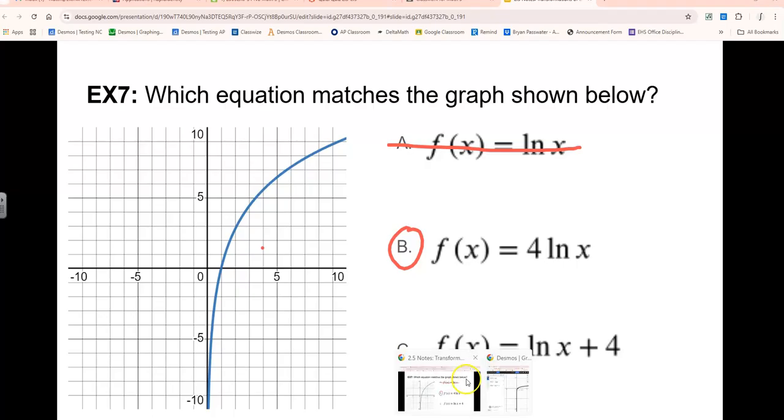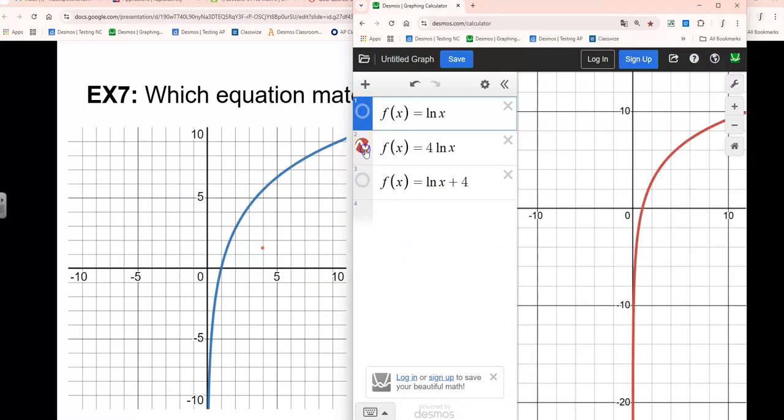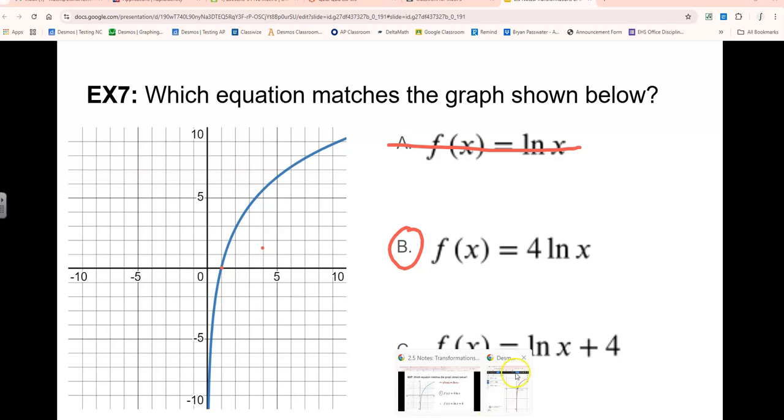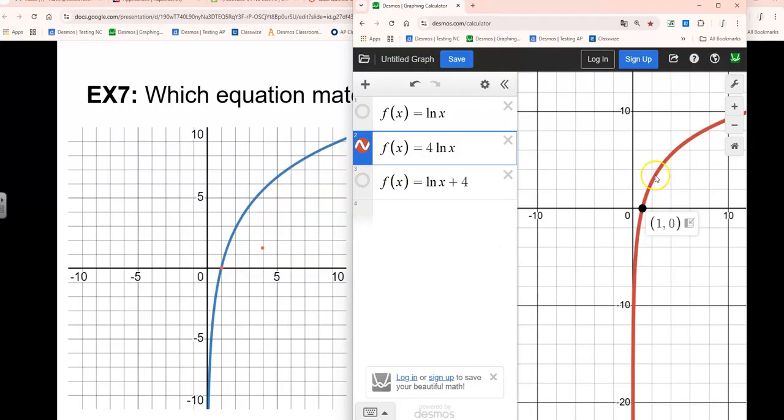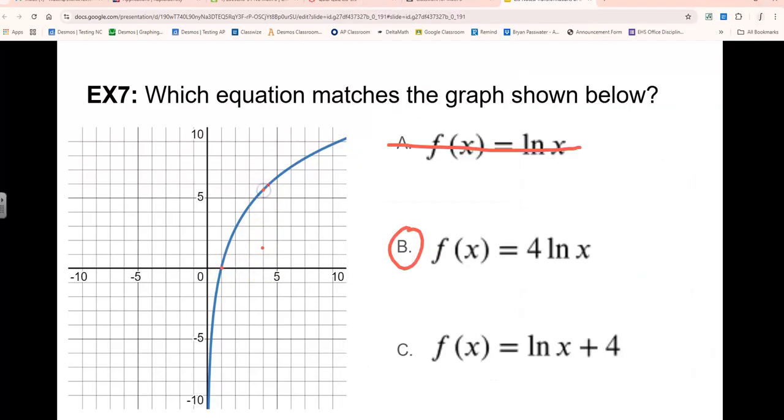If I go to answer choice B, that looks much better. I got the point 1, 0 here. That's good. I'm also checking exact points. So look right here. When my x coordinate is about 4, I got 5.5-ish. So I got 4, 5.5-ish right there. That's on my graph, right? Check exact points to see if they match up.